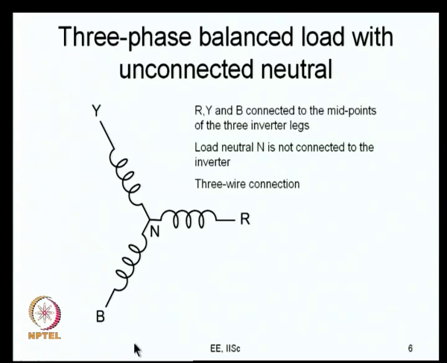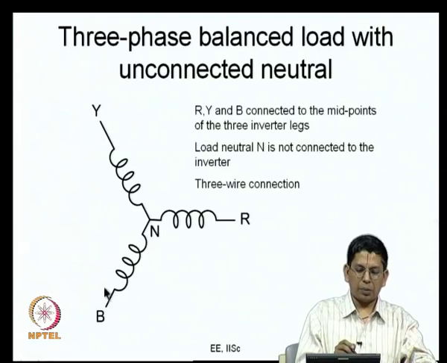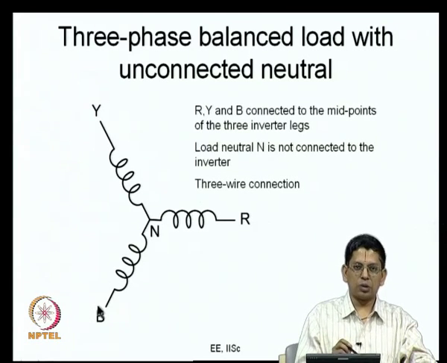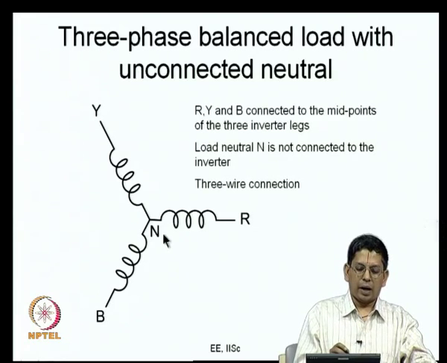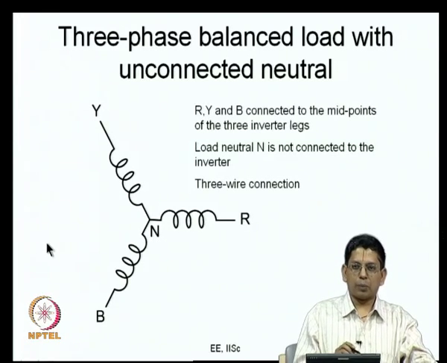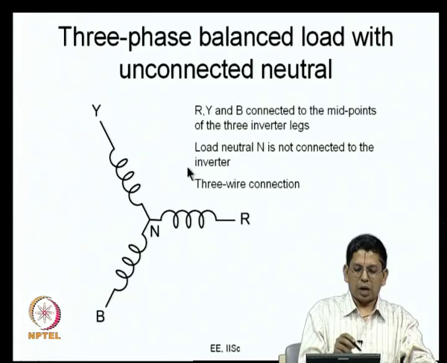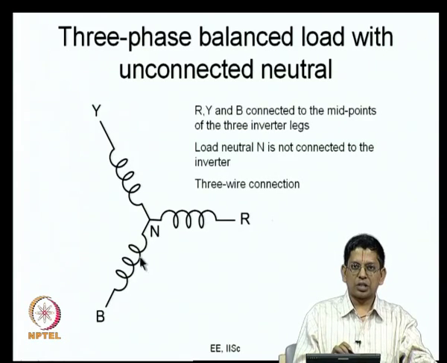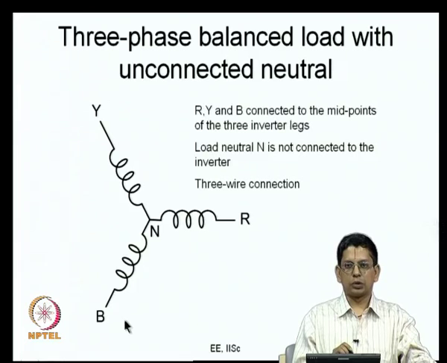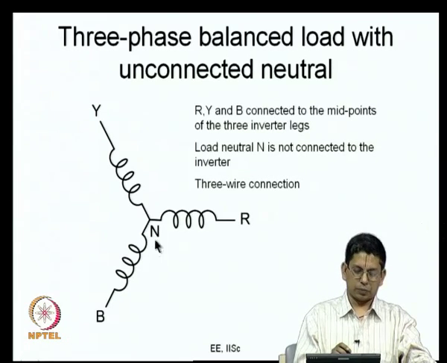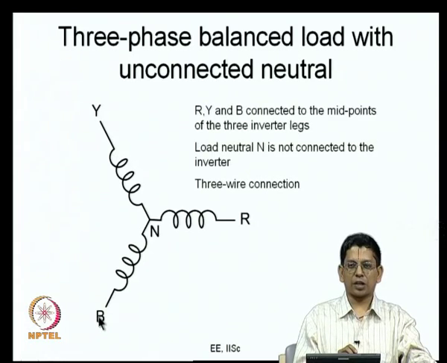So, we are looking at 3 phase loads. These R, Y, B are the midpoints of the load terminals. They are connected to the midpoints of R phase leg, Y phase leg and B phase leg, and N is not connected anywhere particularly. So, the R, Y, B are the ones that are connected. This is what is called an isolated star connected load with isolated neutral. Sometimes you may have 3 phase 4 wire connections where the neutral is also connected somewhere. Here what we are talking of is a 3 phase 3 wire system load.